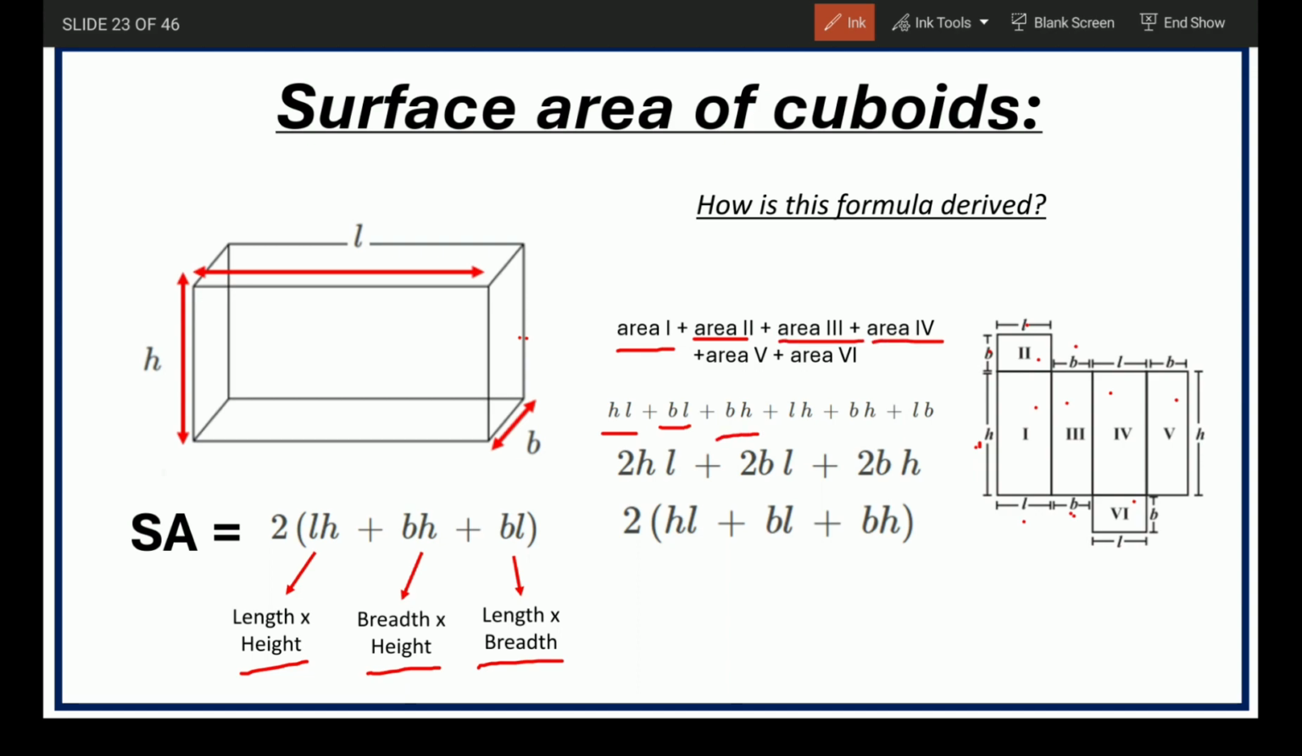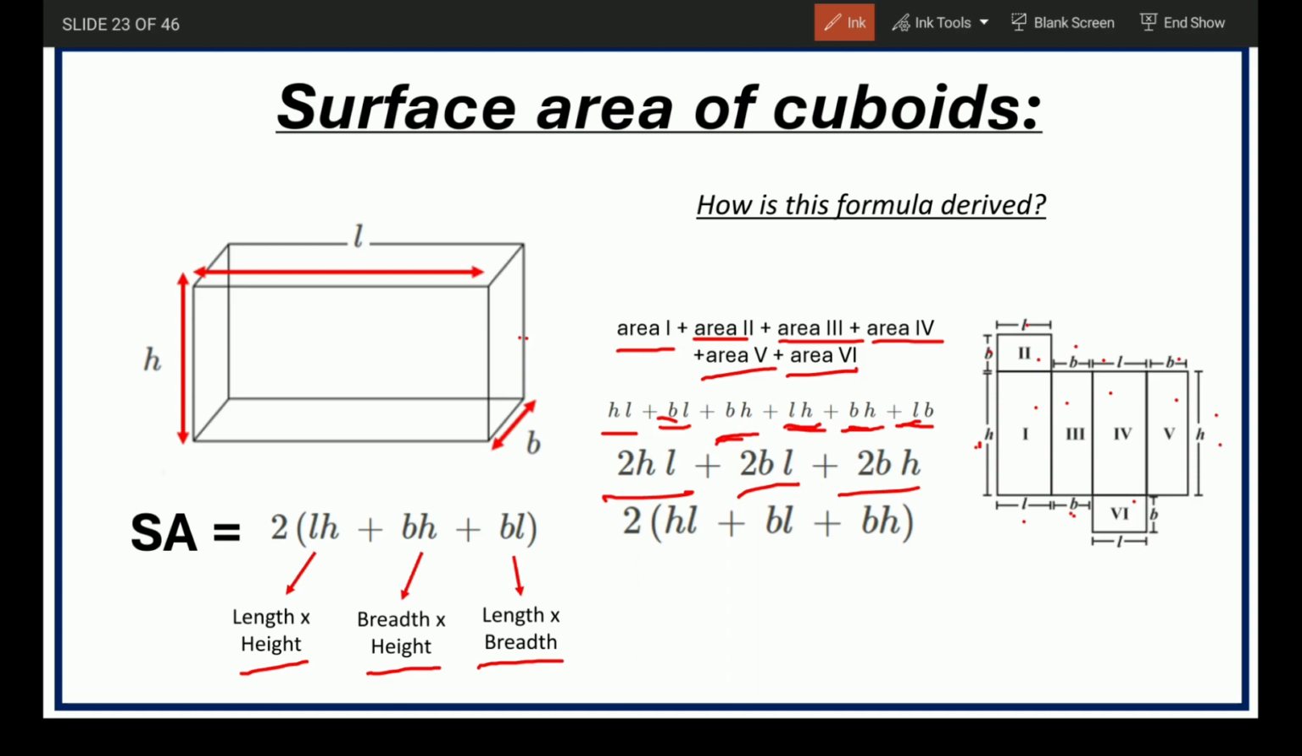Area 4, L and H, got that. Area 5, B and H, got that as well. And finally area 6, L and B. So all in all, we get this as H into L and so on. Now, as you know, in algebraic expressions, you have to add like terms. Here HL, you have 2 like terms. Add them, 2HL. BL, you have 2 like terms. Add them. BH and BH, 2 like terms. Add them. Now the formula here is going to be 2HL plus 2BL plus 2BH.